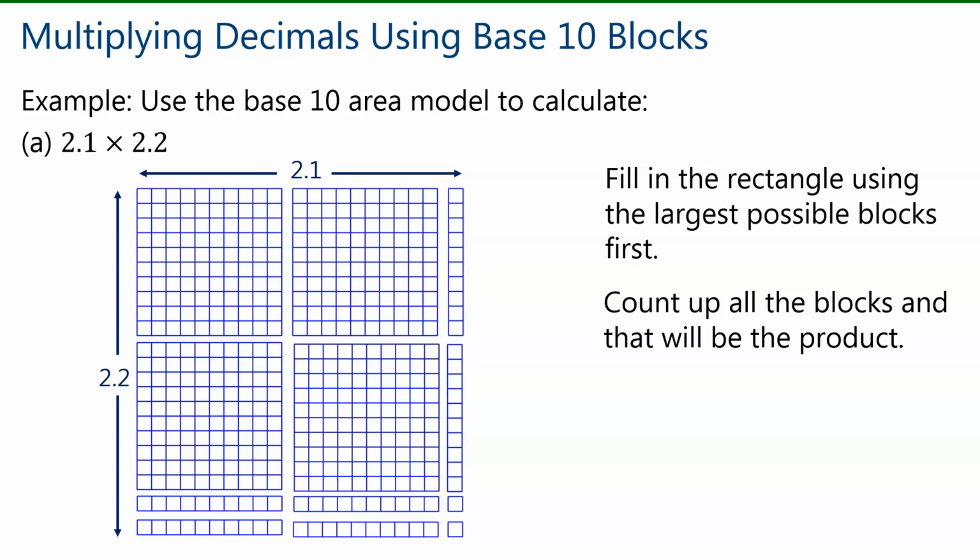So let's start with the flats. How many wholes do we have? We have 4 wholes. Now let's count the tenths. We have 6/10, and then we have 2 hundredths. So now we can write our answer as 4.62.